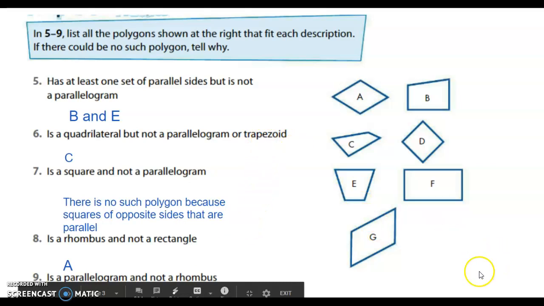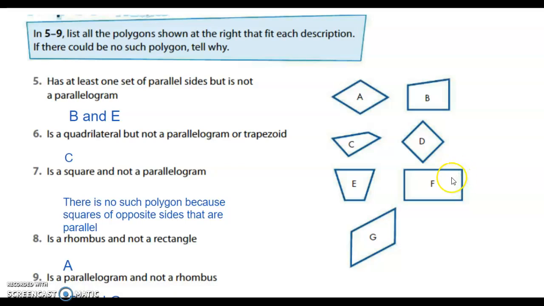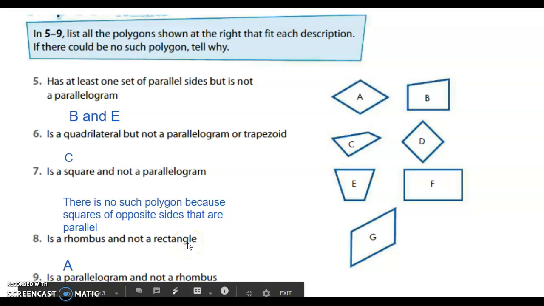Now number 9 says, is a parallelogram and not a rhombus. So it has two sets of parallel sides, but it is not a rhombus. F is a rectangle, which is a parallelogram, so that could be it. And it's not a rhombus because the sides are not the same. And then this is also a parallelogram, and the sides are not the same. So F and G.